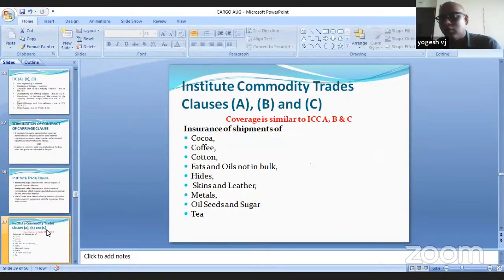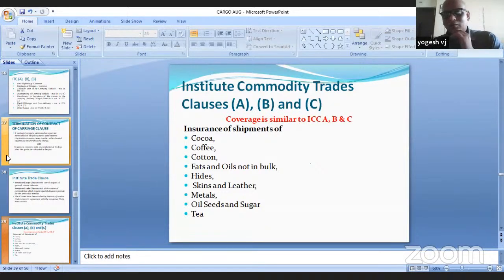Now, which are these? Coverage, remember, is similar to ICC A, B, and C. And for what commodities? Cocoa, coffee, cotton, fats and oil not in bulk, hides, skins and leather, metals, oil seeds, sugar, and tea. We will not do all the trade cargo clauses now, but we will do three or four clauses, because the time does not permit us to do that.